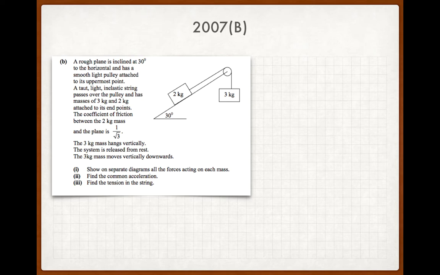The 3 kg mass hangs vertically, system released from rest. The 3 kg mass moves vertically downwards. Let's go through it bit by bit. We have a rough plane inclined at 30 degrees. The 2 kg one is on that.